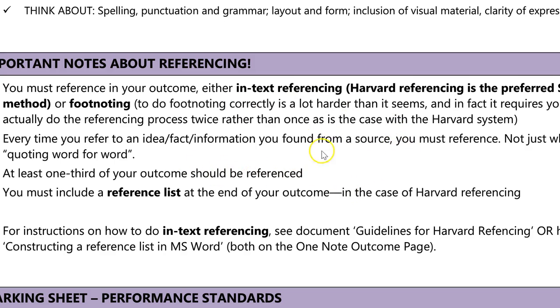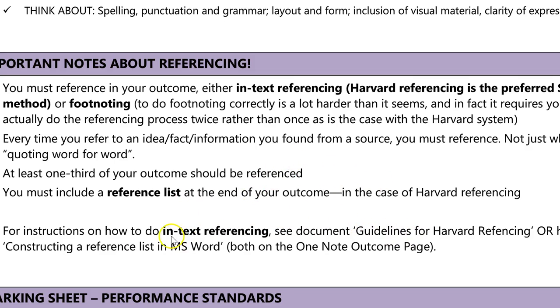And for referencing, you should know by now that every idea that's not your own needs to be referenced, not just when you're quoting word for word. The more referencing you show, the better your mark for S2.